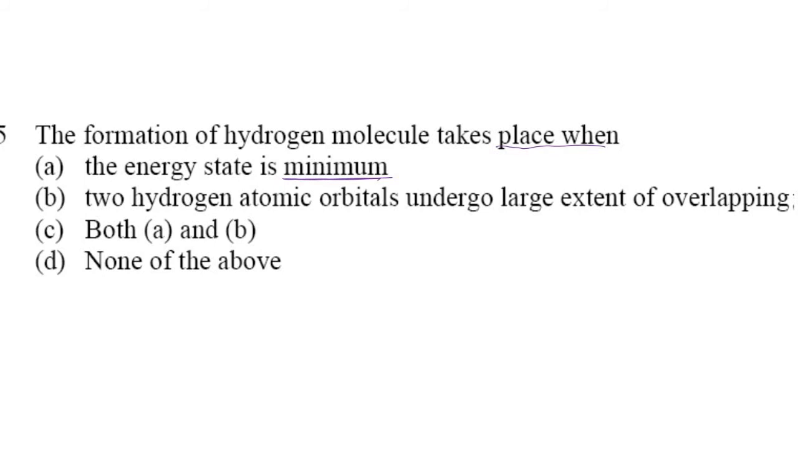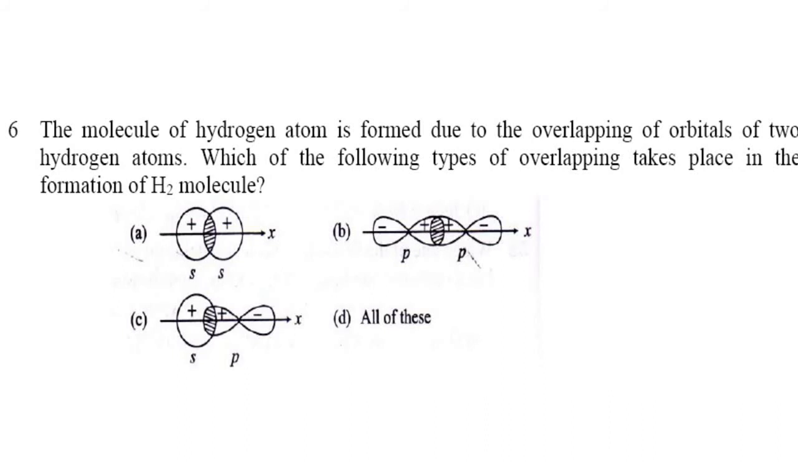When the energy state is minimum, the orbitals must be undergoing overlapping. So the two hydrogen atomic orbitals must be undergoing overlapping to a larger extent, right? Therefore the correct option is option C, that is, formation of a hydrogen molecule takes place when both A and B are happening. That is, the energy state should be minimum and the atomic orbitals must be undergoing overlapping to a larger extent.